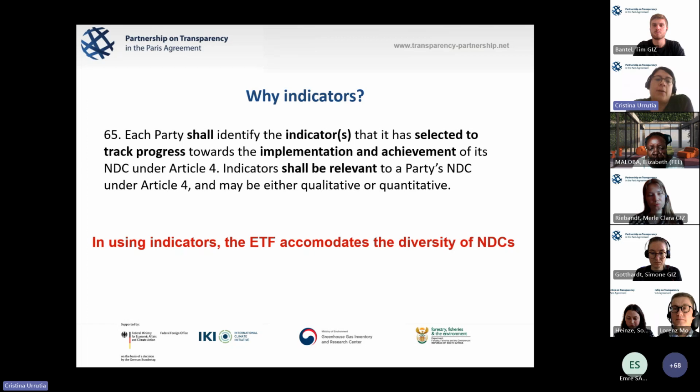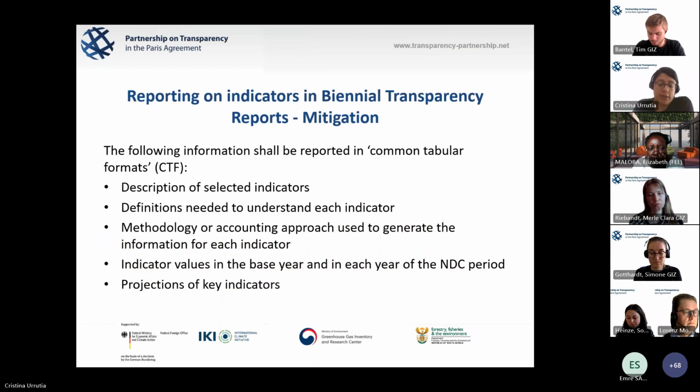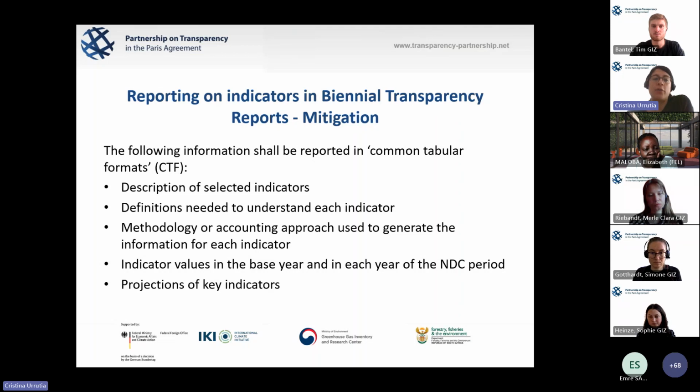In using indicators, the Enhanced Transparency Framework was very clever, or the parties who negotiated this were clever, because it was possible to accommodate the diversity of NDCs, which results from their nationally determined nature. Additionally, there are specific reporting obligations related to indicators, and the information will be provided in the biennial transparency reports. And the information shall be reported in so-called common tabular formats, which are tables, but they are officially known as the common tabular formats. So the information that shall be reported includes the description of the selected indicators, the definitions needed to understand each indicator, the methodology or accounting approach used to generate the information for each indicator.